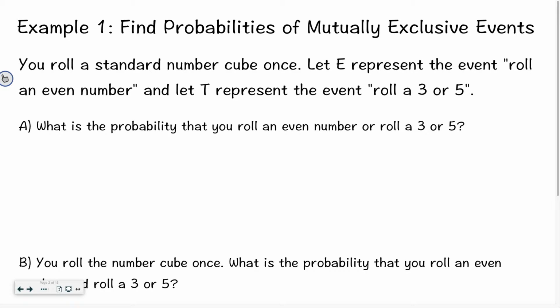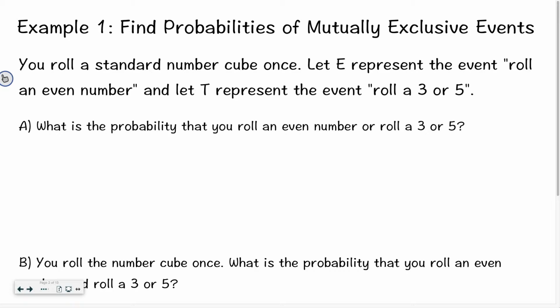Alright, so let's talk about example 1, finding the probabilities of mutually exclusive events. Mutually exclusive means that things cannot occur at the same time, okay? So they are two unrelated things.